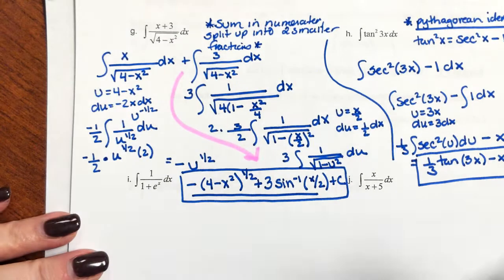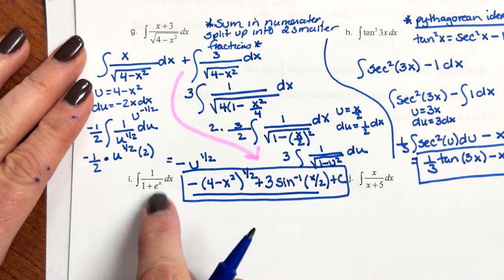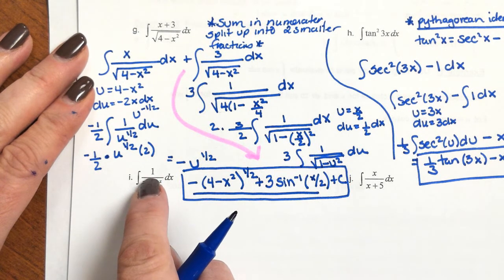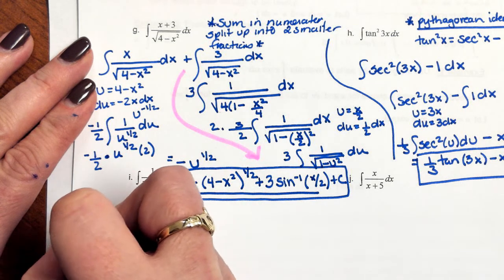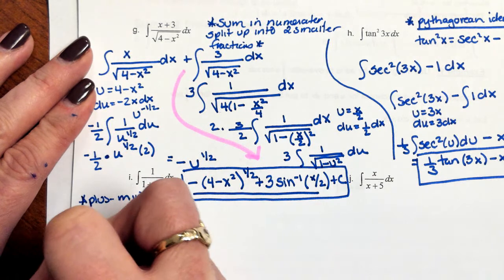Now, if you take a look at letter I, you have an issue. We've integrated with e to the x. However, to do a u sub, you would need to have an e to the x in the numerator, which you do not have. So this is where you're going to have to consider the plus minus trick to split the fraction.